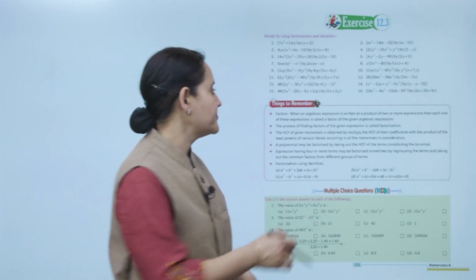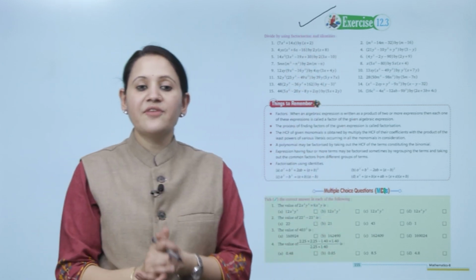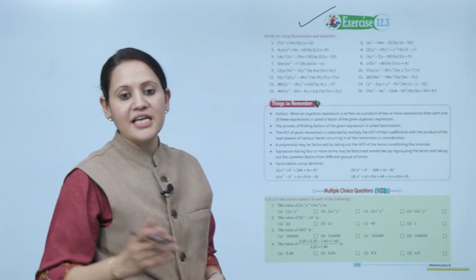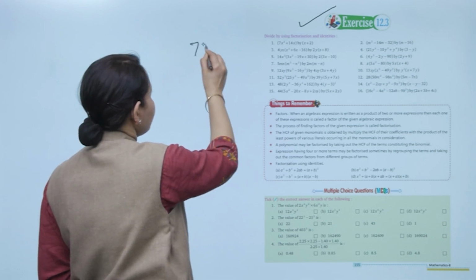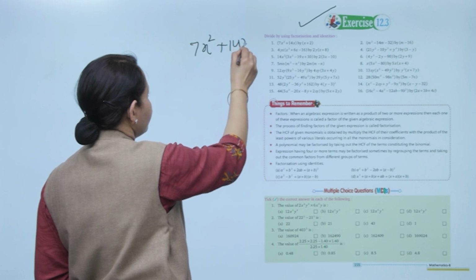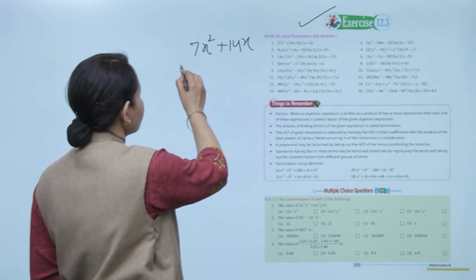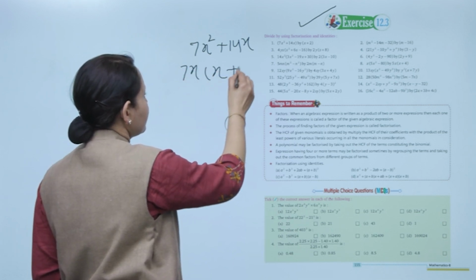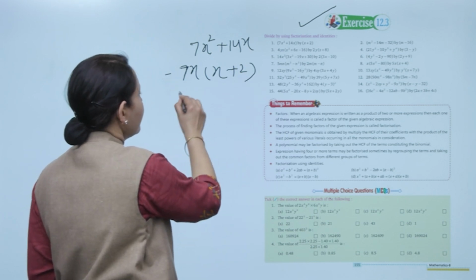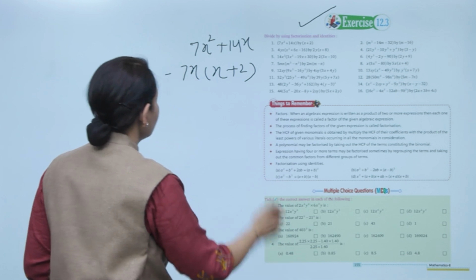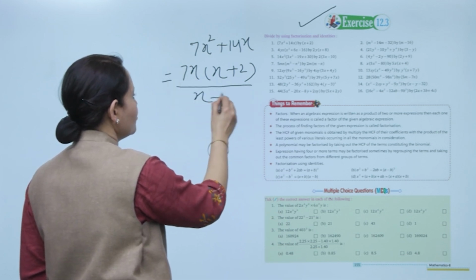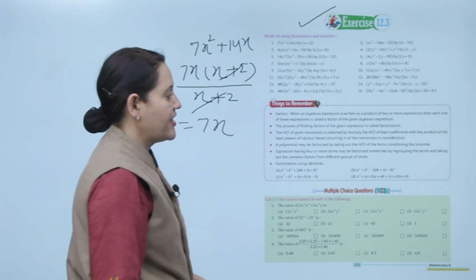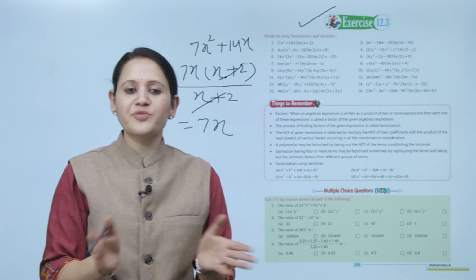Next is exercise 12.3. Divide by using factorization and identities. So the first one is 7x square plus 14x divided by x plus 2. 7x square plus 14x. So what is the common factor? 7x. So what is left? x plus 2. Now we have to divide it by x plus 2. So x plus 2 cancels with x plus 2 and what is left? 7x. That is our answer. So you have to practice all the questions of the exercise.